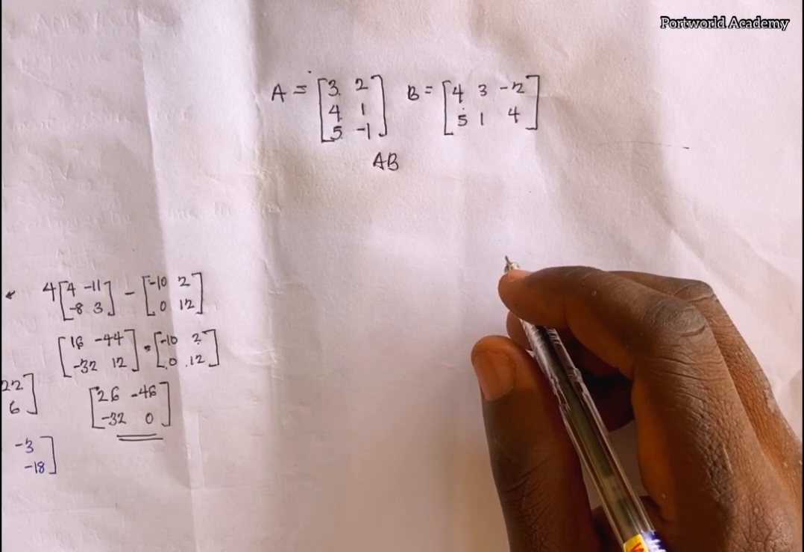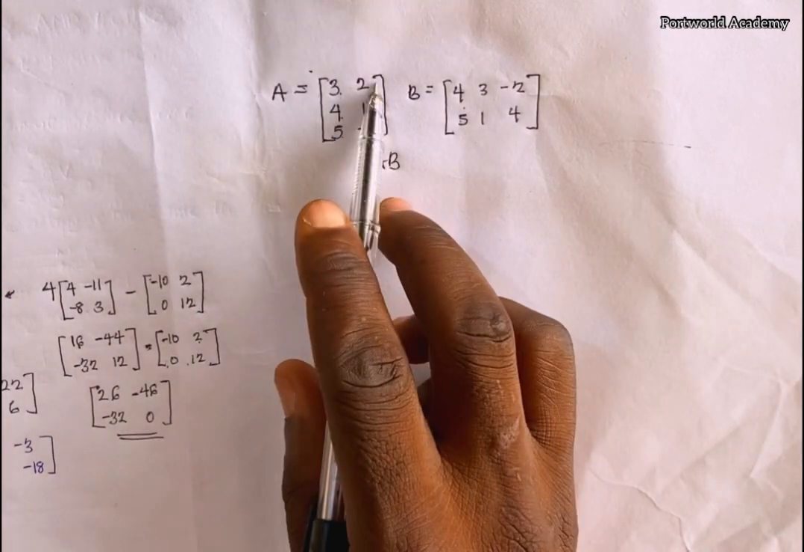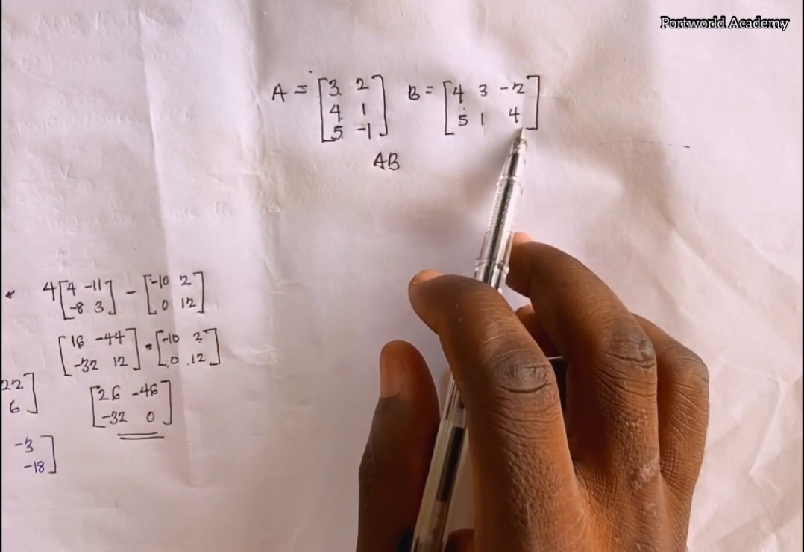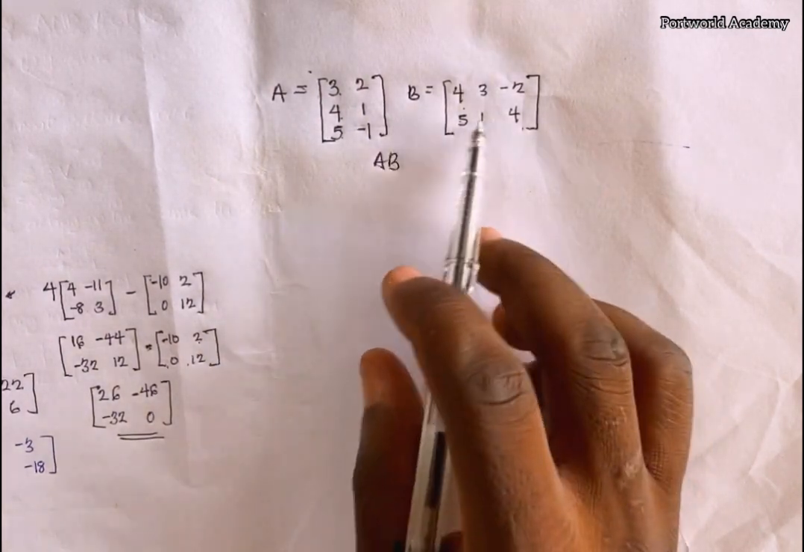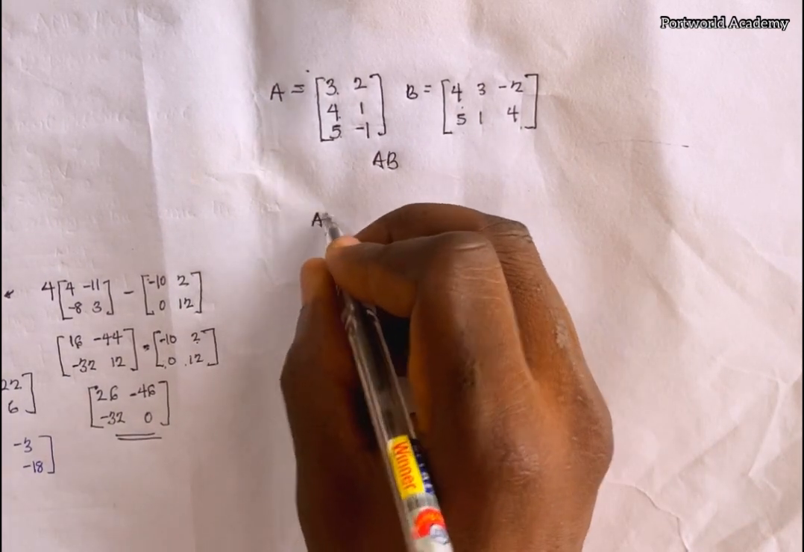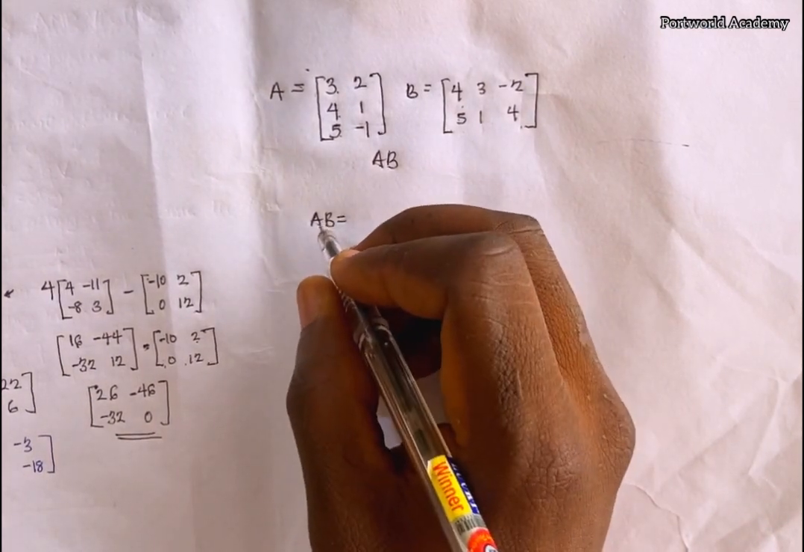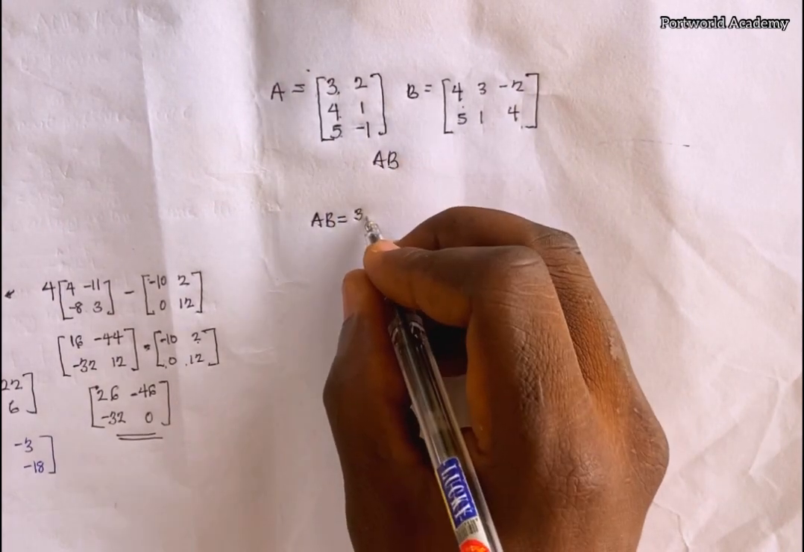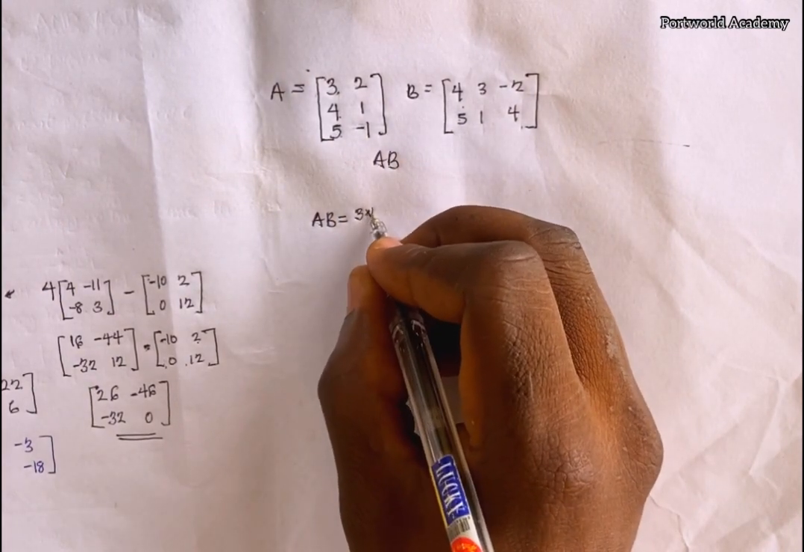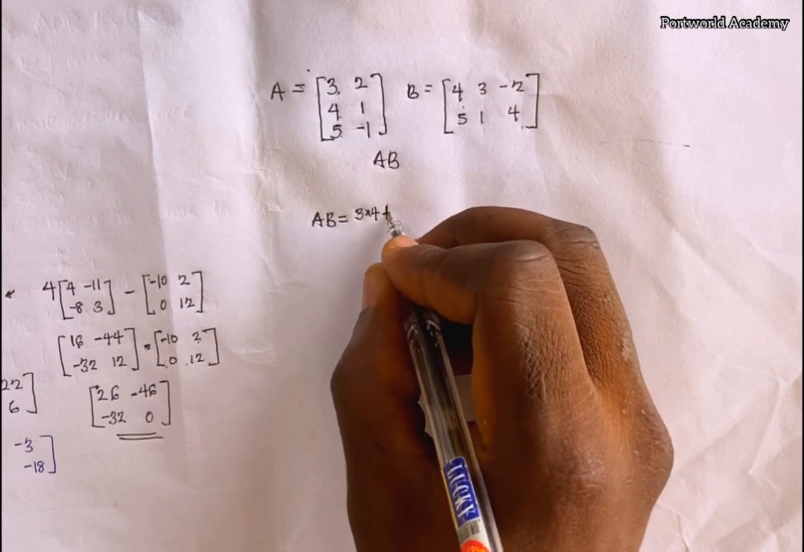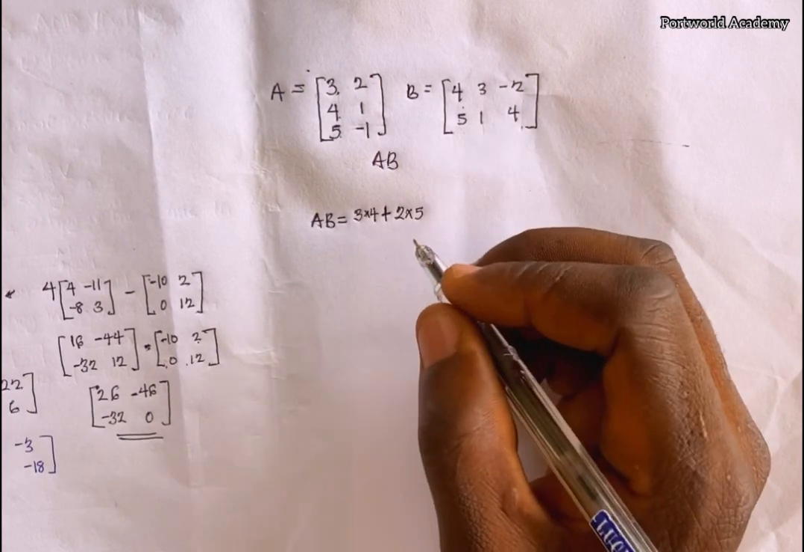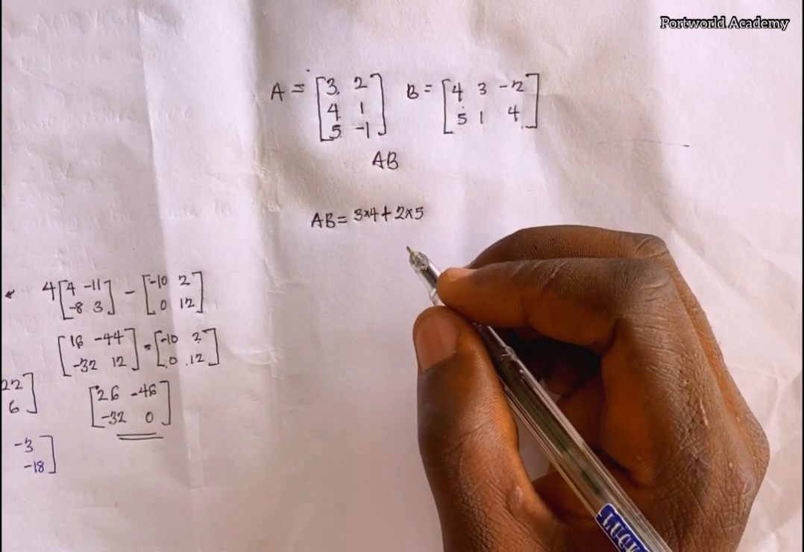What we are going to do is pick everything here, multiply by everything here, this multiplied by this, then this multiplied by this, and we are done. So now let's go ahead and multiply the two together. In short, our AB will equal 3 times 4, then plus 2 times 5. That's the first case that we are going to have.